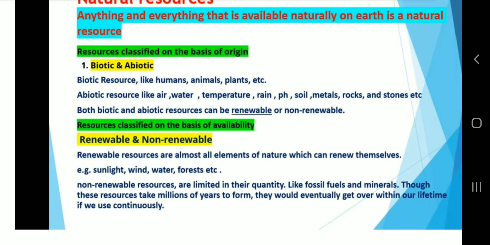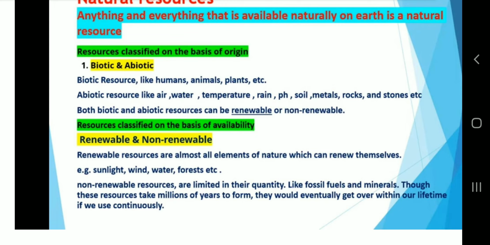Non-renewable resources are limited in their quantity, like fossil fuel and minerals. Though these resources take millions of years to form, they would eventually get over within our lifetime if we use them continuously. So these are limited. Non-renewable means limited resource. Once you use it, it will vanish from our environment. We cannot regenerate it, we cannot recreate it. Nature does not provide that opportunity for its renewability.